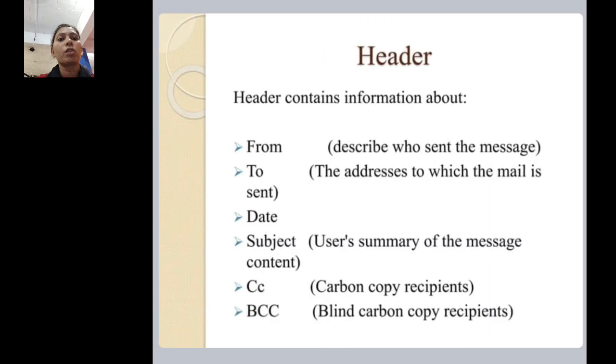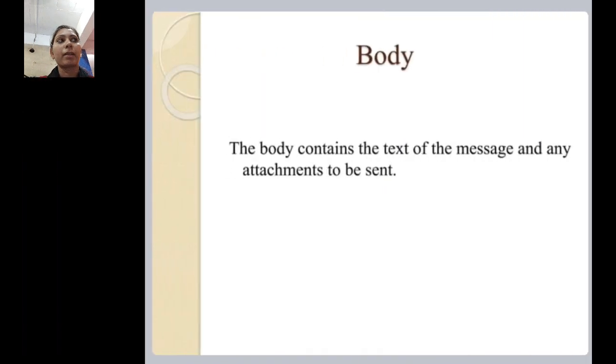So, the header contains information about From, which describes who sent the message, To, the address to which the email is sent, and Date, the Subject, a summary of the message content, CC (carbon copy) recipients, and BCC (blind carbon copy) recipients. Here the body contains the text of the message and any attachments to be sent.